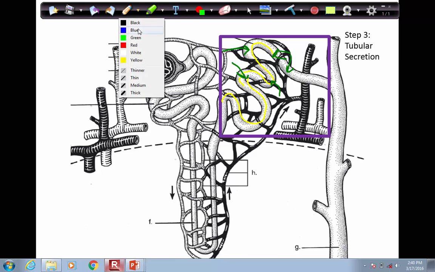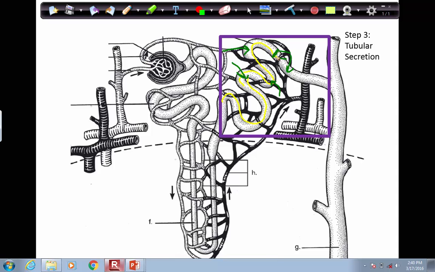capillary network and end up inside the distal convoluted tubule. At the end of this process, we have urine, which will then flow into the collecting duct, which will make its way into the renal pelvis of the kidney and eventually flow out of the kidney.